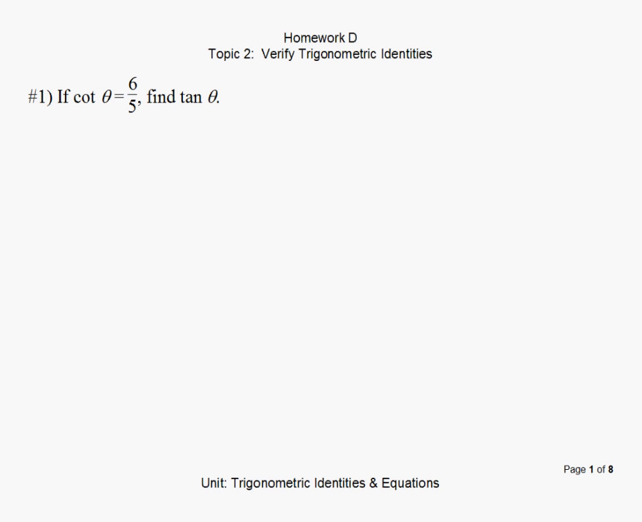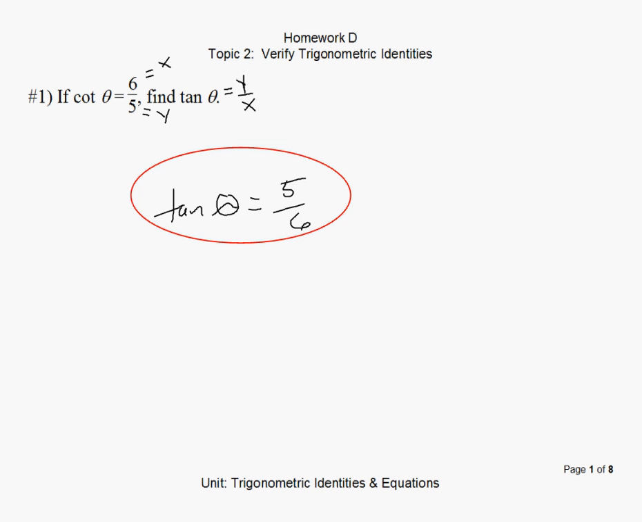The directions here are to figure out what tangent is, given that cotangent of theta is 6/5. Well, anyone who's worth his salt knows that cotangent is x/y, and that tangent's y/x. Therefore, this problem is simple. Cotangent and tangent are reciprocals. Therefore, tangent of theta is 5/6.